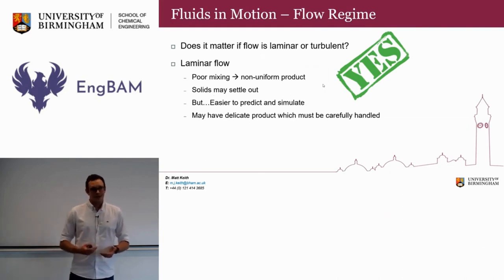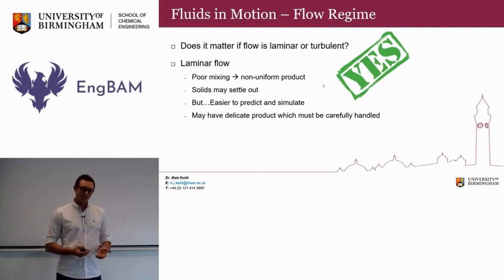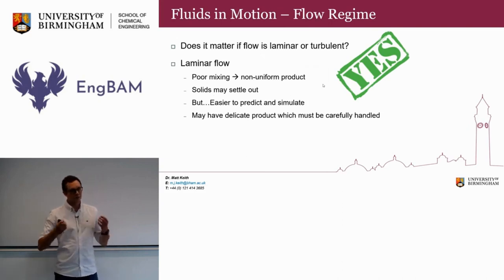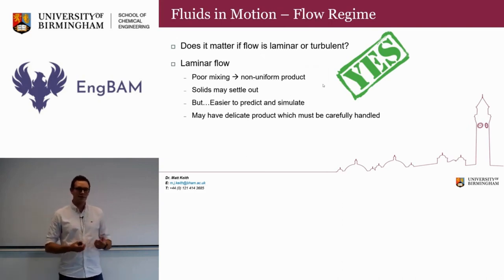Also, if we have quite a delicate product, something like complicated proteins, we have to handle them quite carefully. They're very delicate molecules, so if we're pumping them along a pipe too quickly, those molecules could break apart. So we do need to be careful, and maybe we do sometimes want laminar flow.